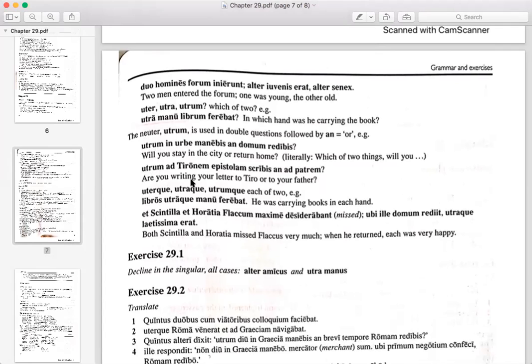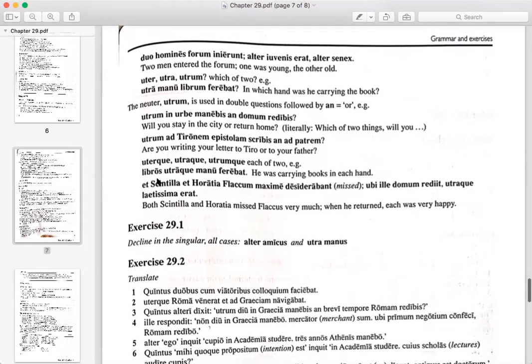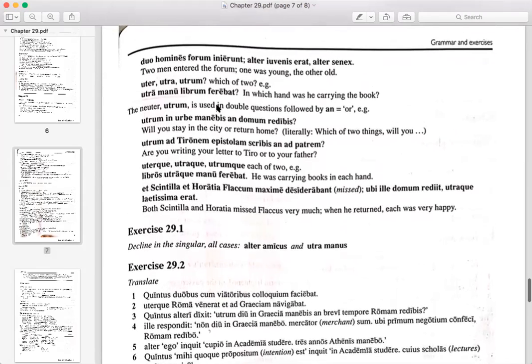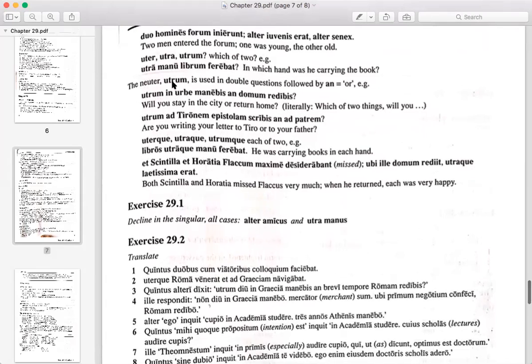Are you writing your letter to Tiro or to your father? Again, the utrum's not translated there, and it's fine. It's just an indication to you as a reader that you're going to have a question with two options. And note that some of these initial words indicate that you know the answer to the question in advance. They're like rhetorical questions. Utrum isn't like that. So utrum is a neutral, sort of like, I'm asking you because I need this information.